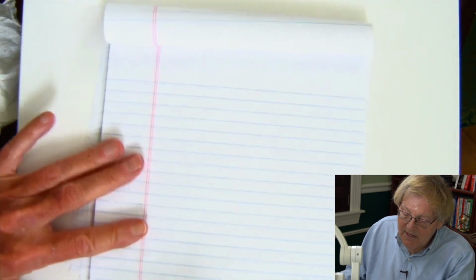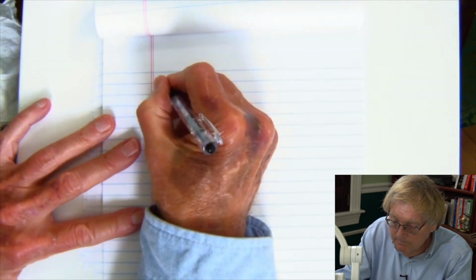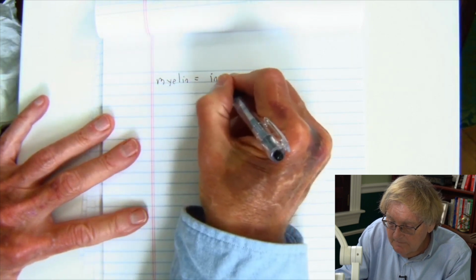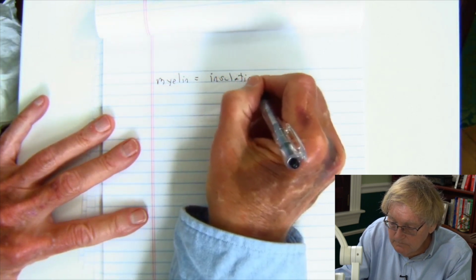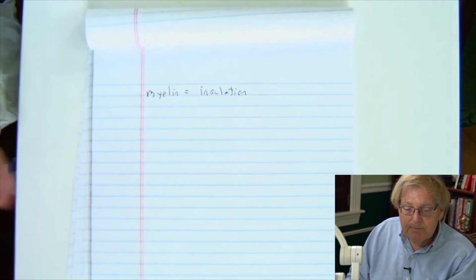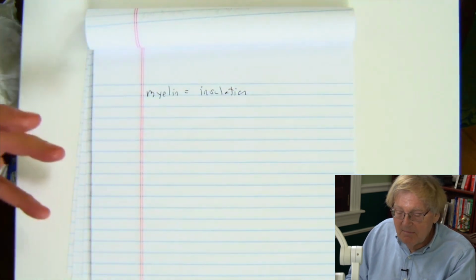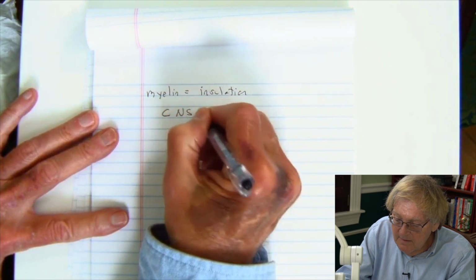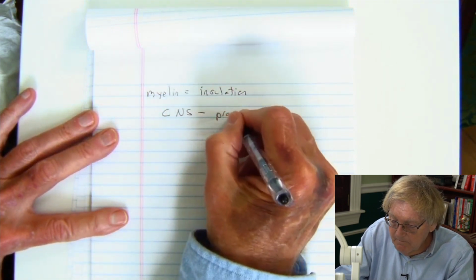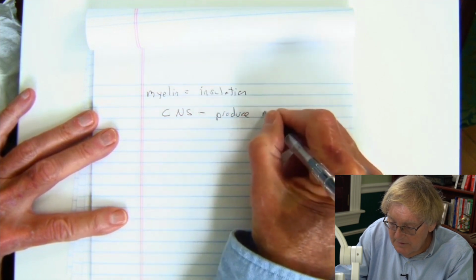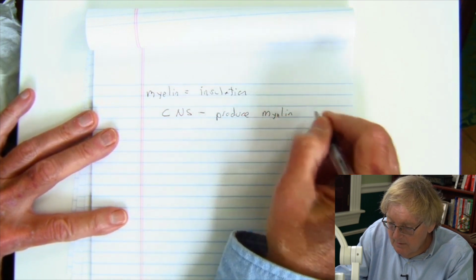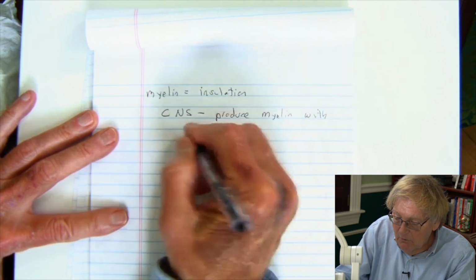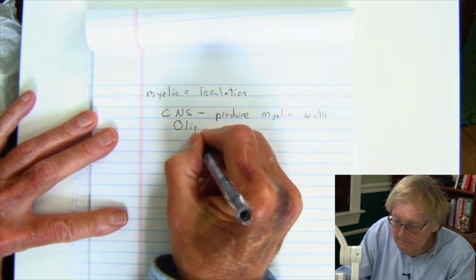We said that we've got myelin. Remember, myelin equals insulation. Well, I've got to produce cells that make myelin. If I'm in the central nervous system, I produce myelin or insulation or white fat with an oligodendrocyte.